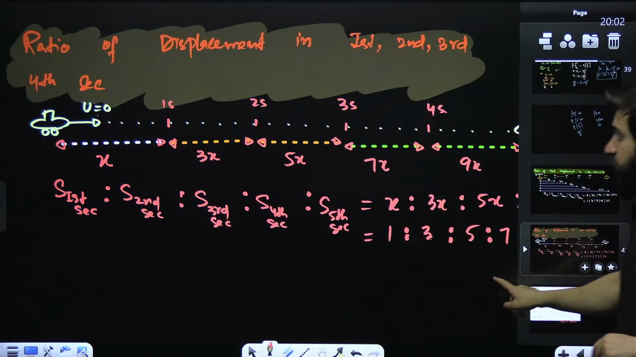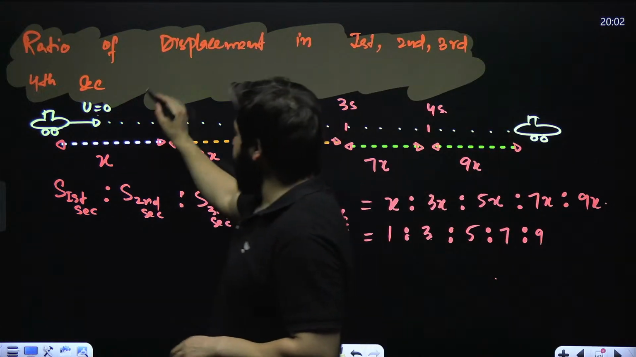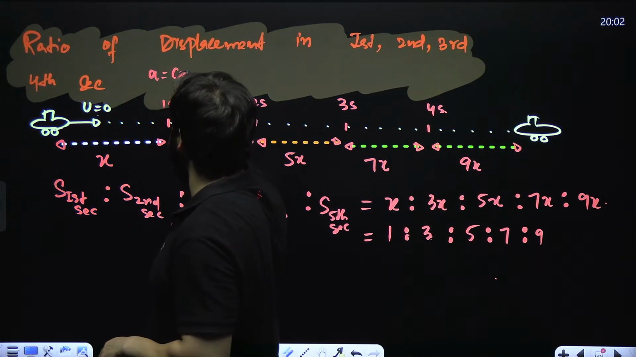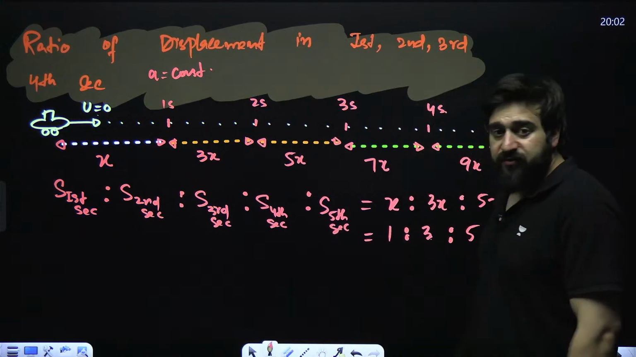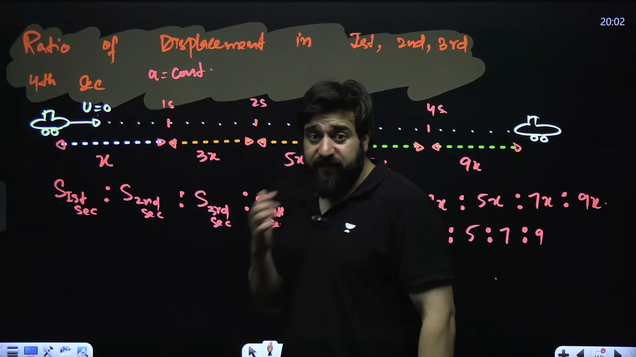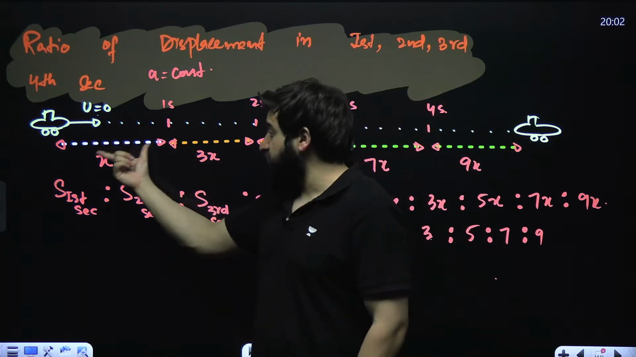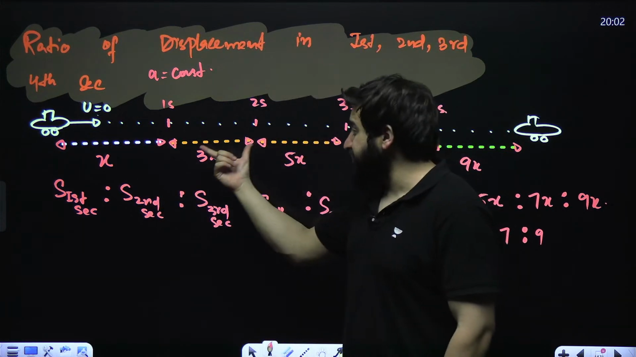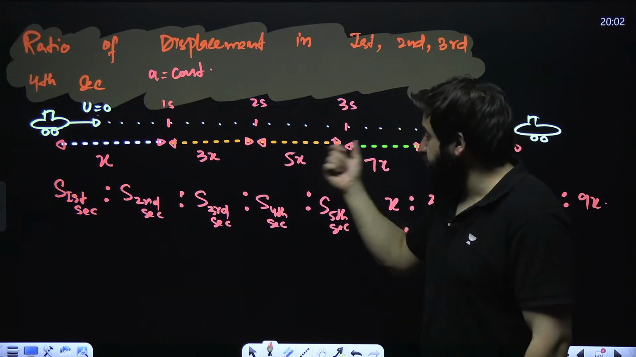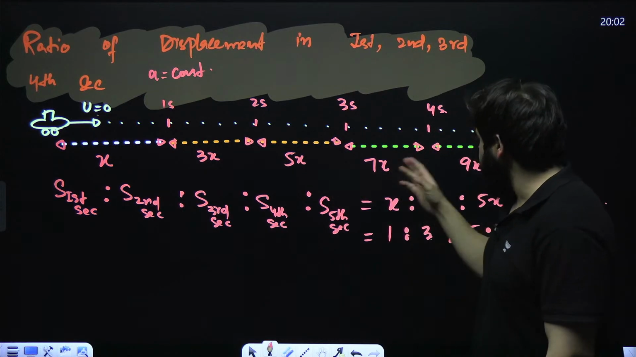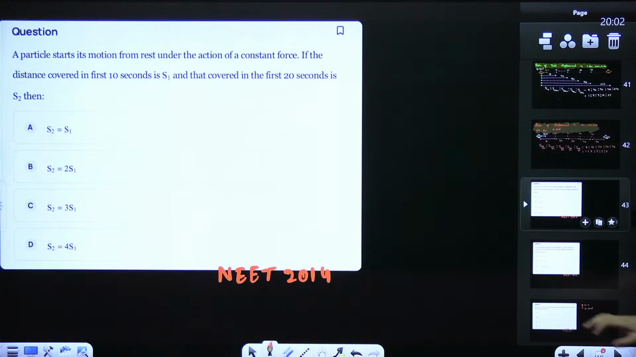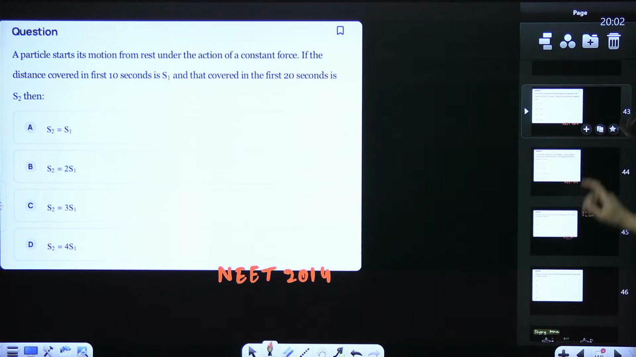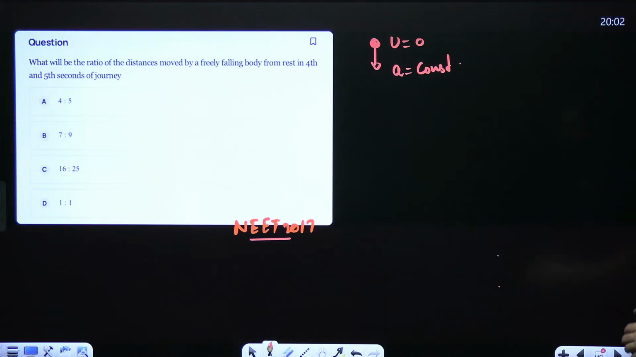This condition will only be satisfied if acceleration is constant and initial velocity is 0. Now the ratio we say in the first second is x, in the second second is 3x, in the third second is 5x, then 7x, 9x, and so on. Okay. Now guys, tell me in the chat, what is the answer to this particular question?